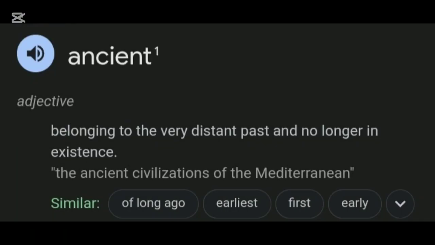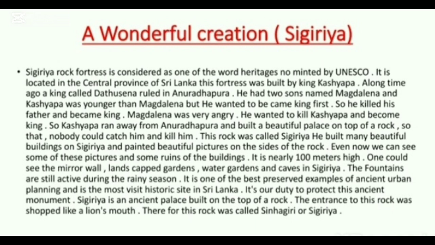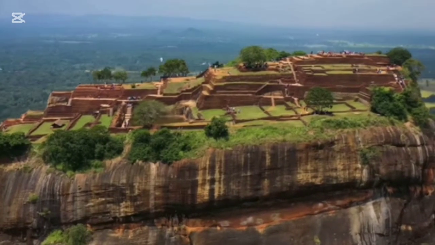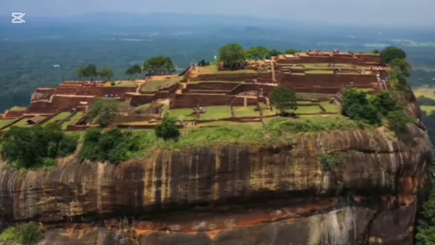Ancient. In Tamil we say Puradana or Palamayana. It is an adjective. Belonging to the very distant past and no longer in existence. For an example, the ancient civilization of the Mediterranean. It is one of the best preserved examples of ancient urban planning and it is the most visited historic site in Sri Lanka. These ruins show the skill of the ancient builders.